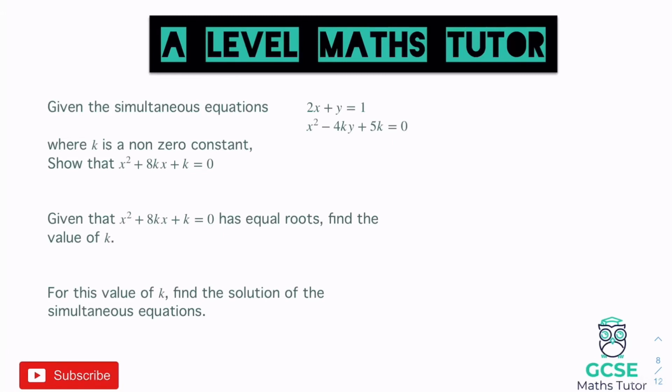It says given that the equation has equal roots, find the value of k. So we're looking at the discriminant there. So again, I'll link that in the description. And then it says for this value of k, find the solution of the simultaneous equations. So let's have a look at what we can do about this.